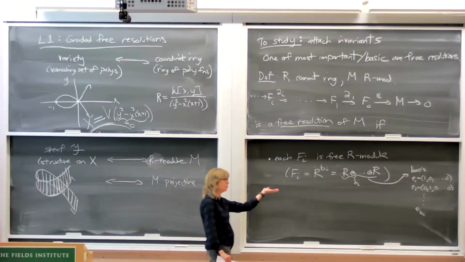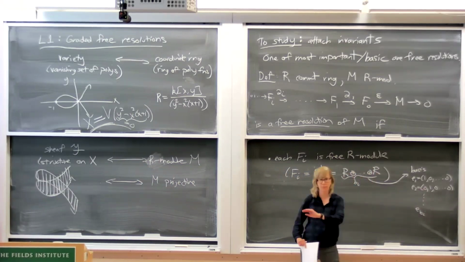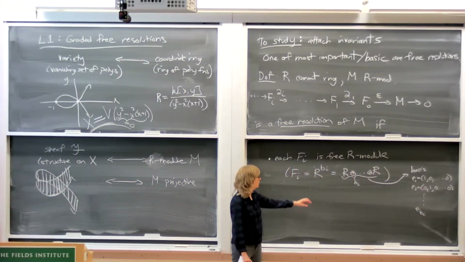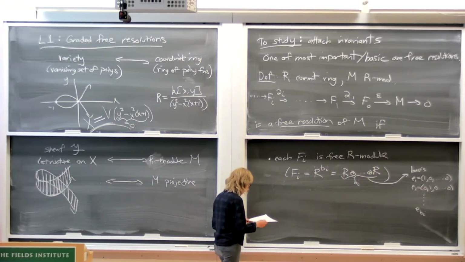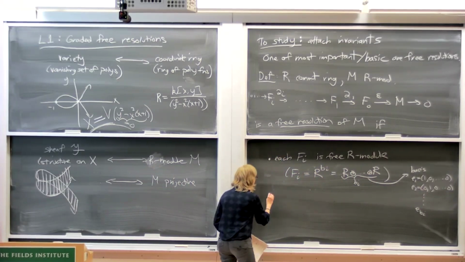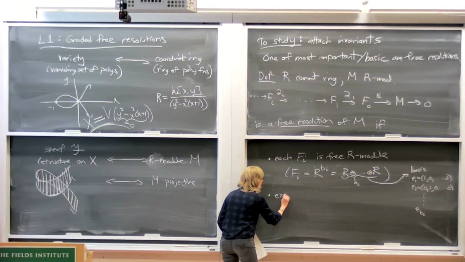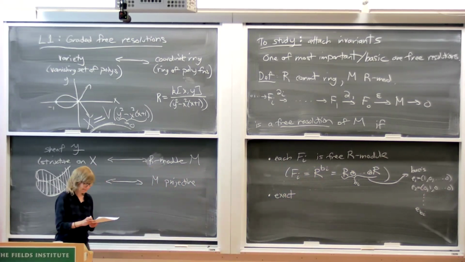If you want to make a homomorphism from a free module, you just have to say where the basis goes, and you get an R-module homomorphism from this free module. Universal property of free. Anyway, so you want each of the Fi to be free, and then you want that sequence that I've written on the board to be exact.